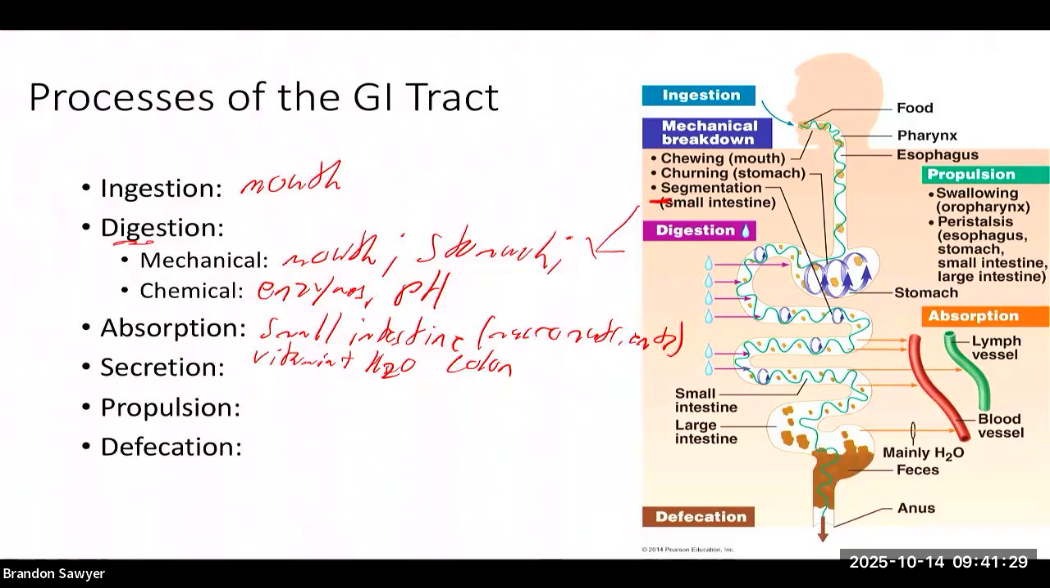Okay. Propulsion is just moving things through, right? That starts all the way up in the pharynx, before we get to the esophagus, and then through the esophagus, and then all the way throughout. We'll talk about that a lot more next week, and all the reflexes involved in all those muscle contractions and how they work. And then obviously defecation is the final process to push it out. So, questions about any of those general processes?